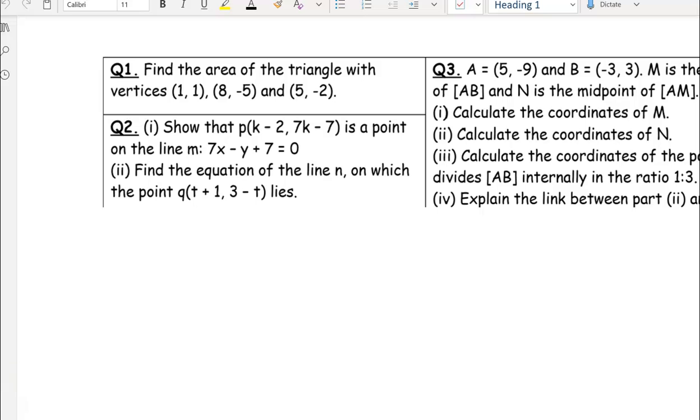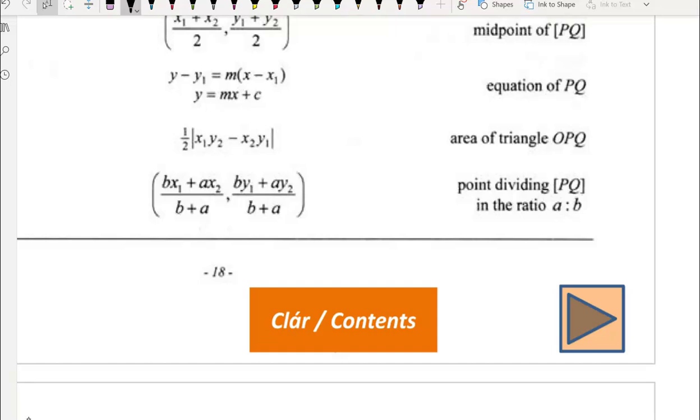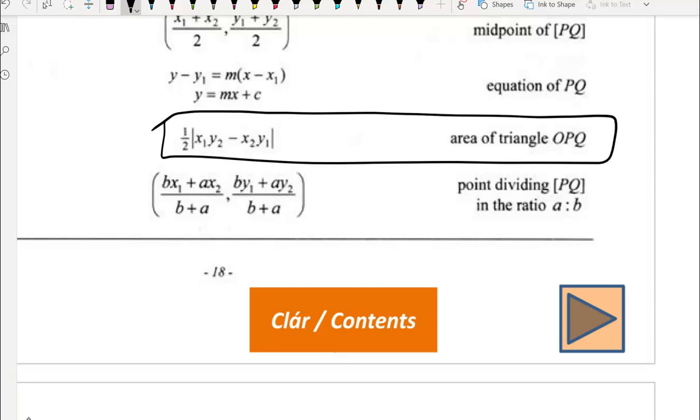Quartet Geometry Revision Sheet 1, Question 1. Find the area of the triangle with the vertices (1, 1), (8, -5), and (5, -2). For dealing with the area of a triangle, we go straight to page 18 of our formula book and identify the area of a triangle formula and write that down.